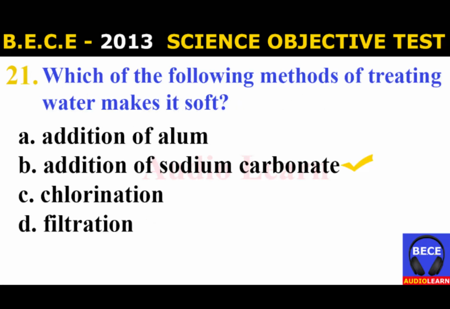Number 21. Which of the following methods of treating water makes it soft? A. Addition of alum, B. Addition of sodium carbonate, C. Chlorination, D. Filtration. And the answer is B. Addition of sodium carbonate. Which of the following methods of treating water makes it soft? And the answer is addition of sodium carbonate.